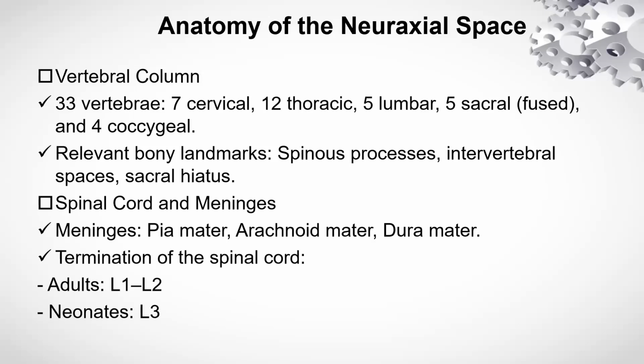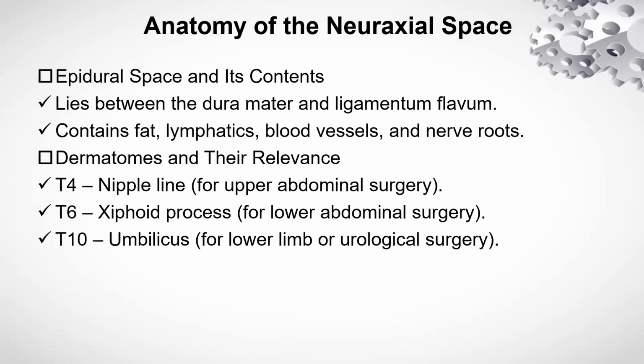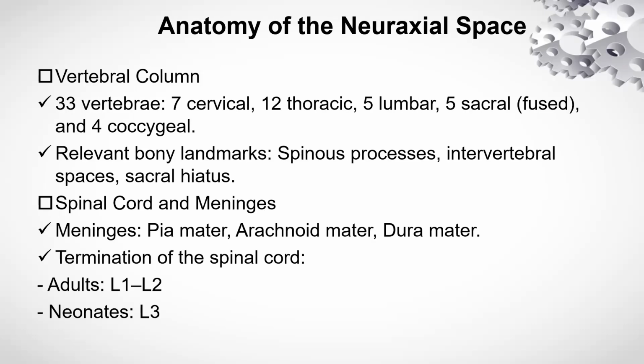This comprises the vertebral column, the spinal cord, and the meninges, the epidural space and its content, and the dermatomes and their relevance. Just a way to remind us, we have 33 vertebrae: 7 cervical, 12 thoracic, 5 lumbar, 5 sacral, and 4 coccygeal vertebrae. And this is important, especially when we're talking about caudal block as we go on. Okay. The spinal cord terminates at L1, L2 in adults, and in neonates L3.